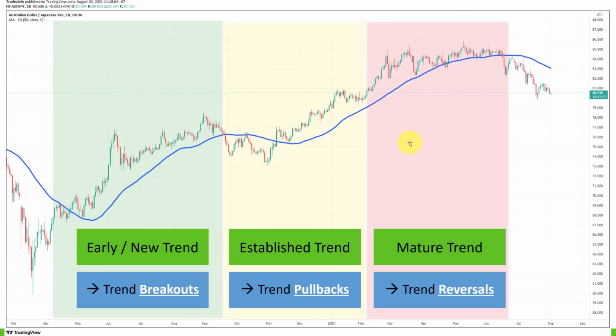So this is the most important implication of trend stages, and depending on the trading strategy that you're choosing and the type of trader that you want to be, you have to make sure that you look for your trades in the right trend context.